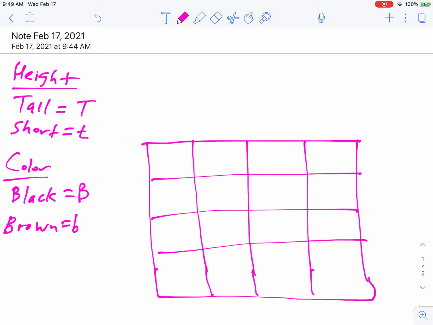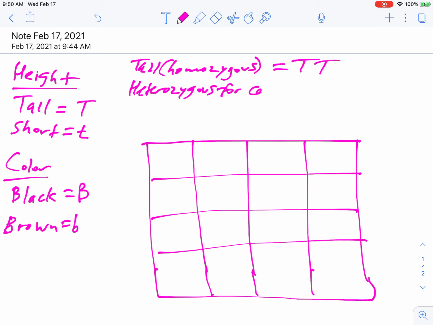So the way you have to do these problems is basically FOIL. In other words, first you have to figure out what the genotypes are, and then you FOIL them. So if I have a tall parent who we'll say is homozygous for tall, then I know that tall parent is going to be a big T, big T. But if that same parent is heterozygous for color, so for instance they are black, but let's say they have a brown parent, then it would be big B, little b.